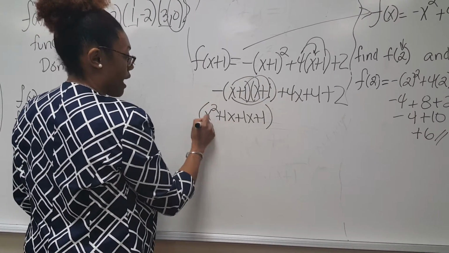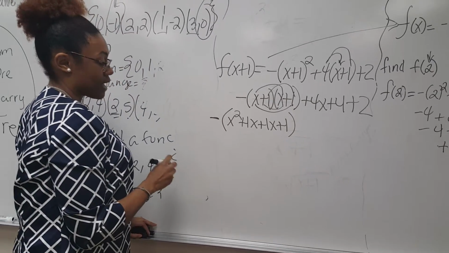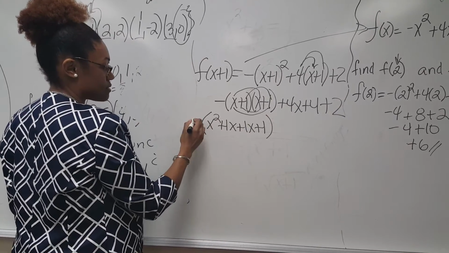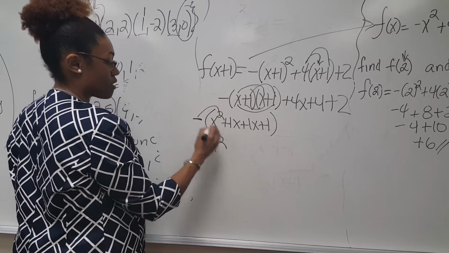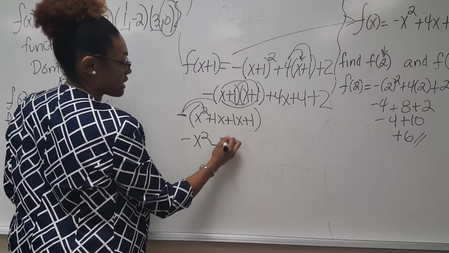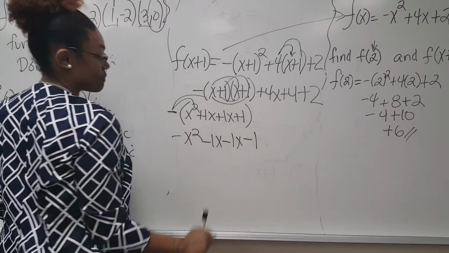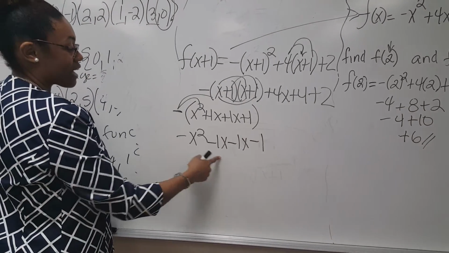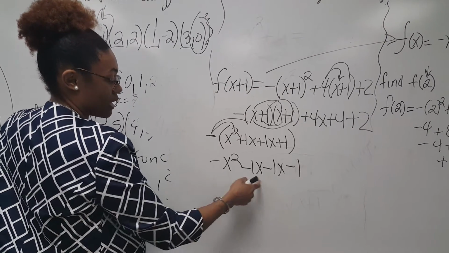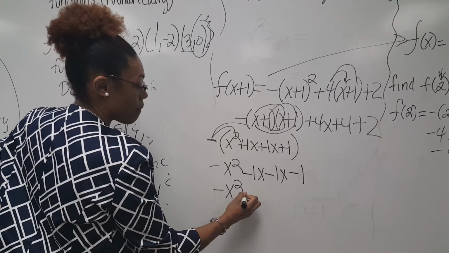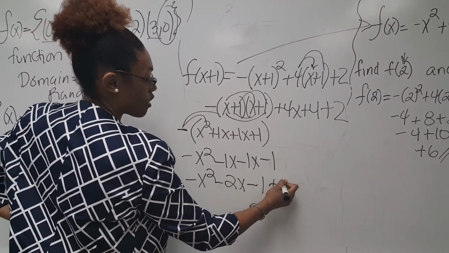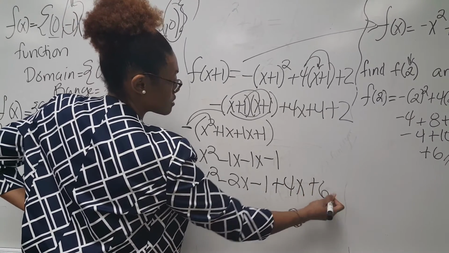So I also had one on the outside of here, a negative sign. So that means I need to distribute this minus sign to everything in this parentheses. So this will give me a negative x squared, minus x and minus x and minus 1. Now also, before I move on, can I combine my like terms? Sure. So these two negative x terms will give me a negative x squared minus 2x minus 1, and then I bring down my 4x plus 6.